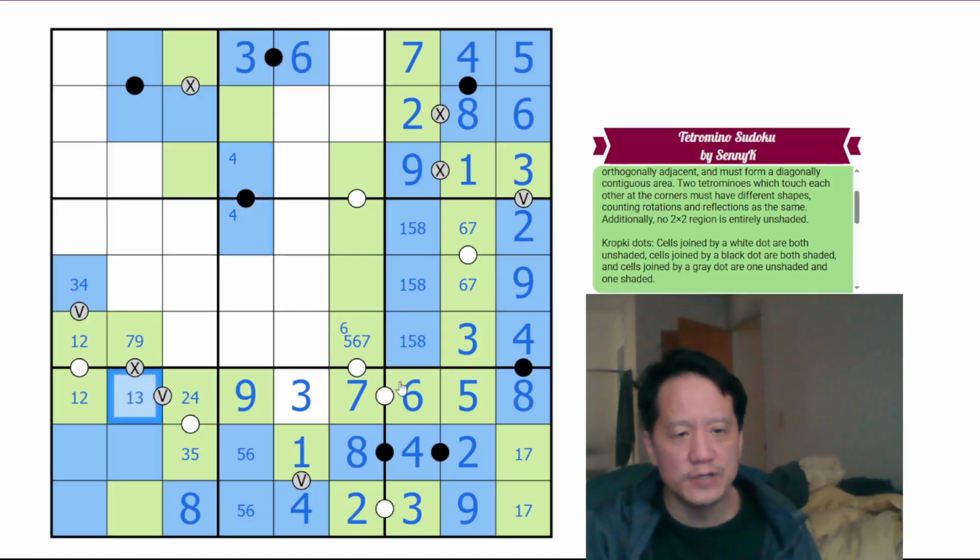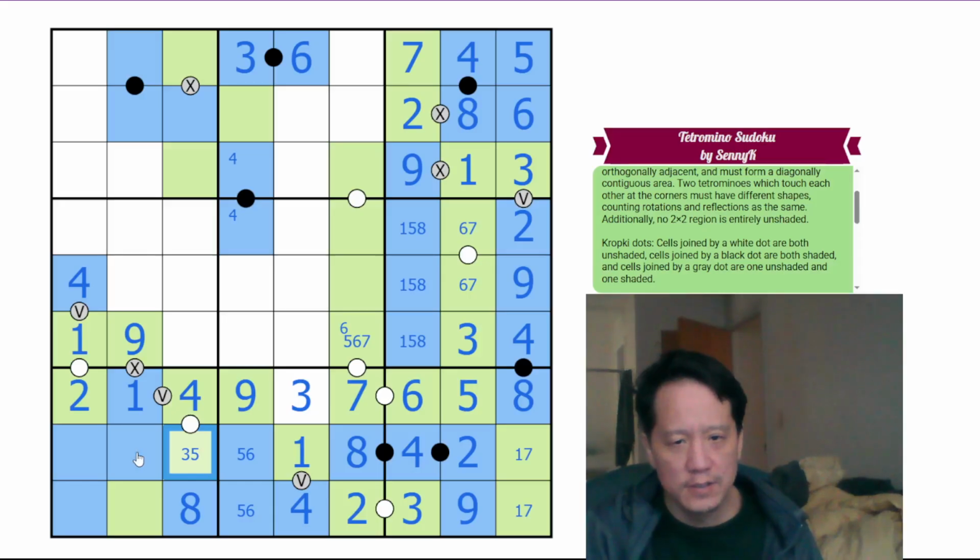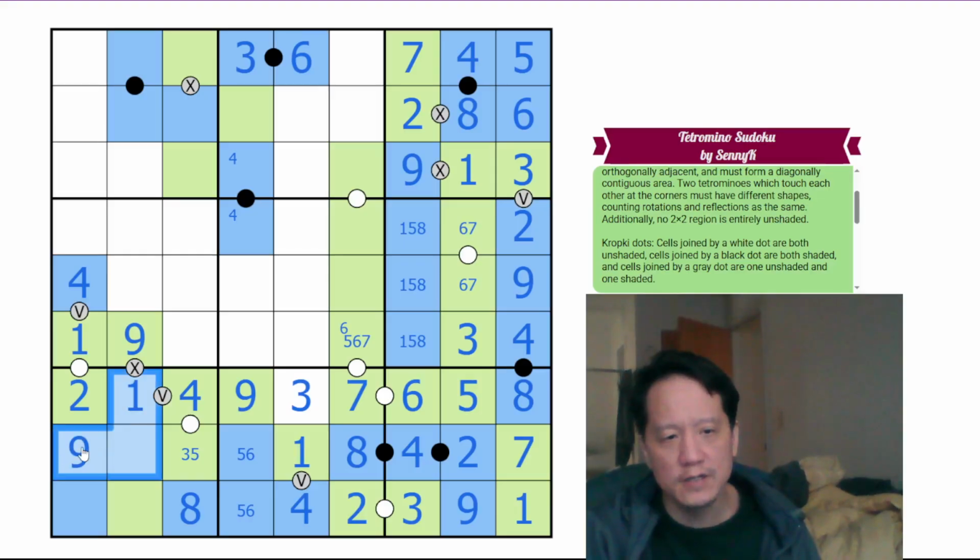Three eliminates 3 here, so this is 1 and 4. 1 eliminates 1 here, so it's 2 and 1, which makes this 4 to add up to 5. 1 and 9 add up to 10. 1 eliminates 1 here, so it's 7 and 1. 9 cannot be here or here in row 8, so this is 9.